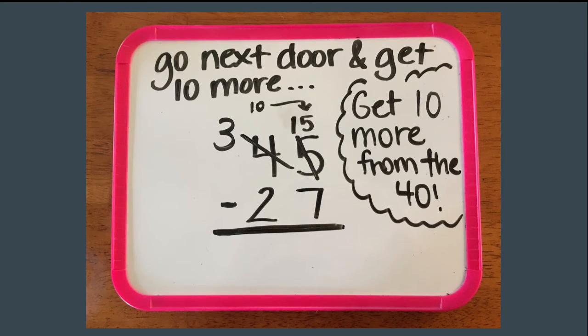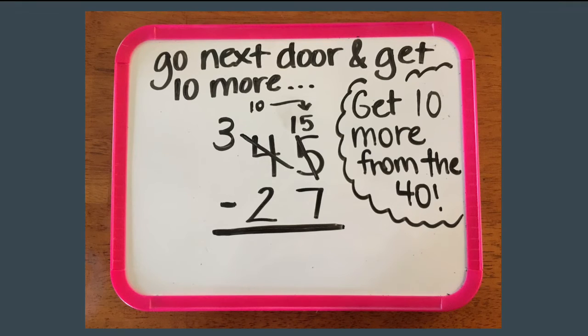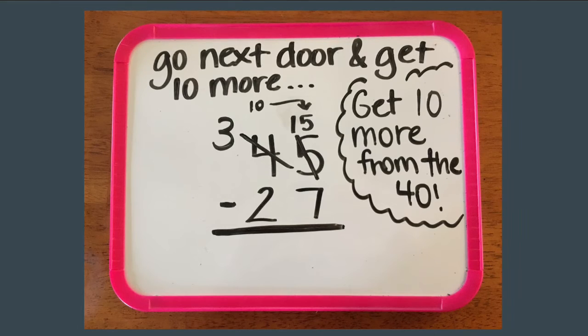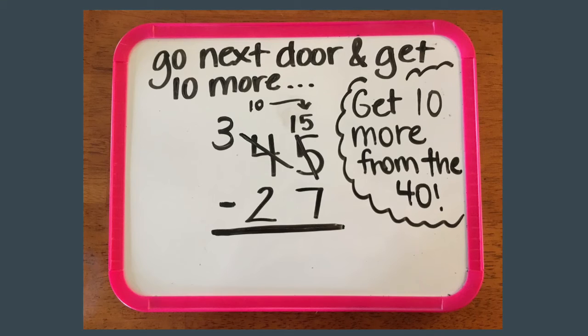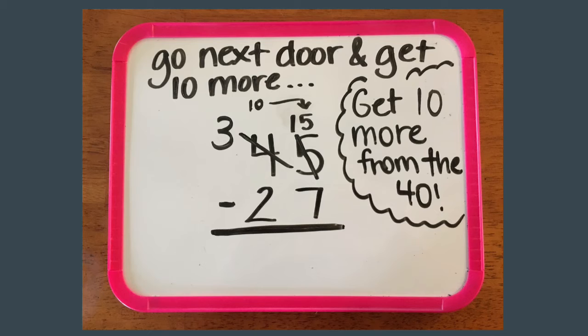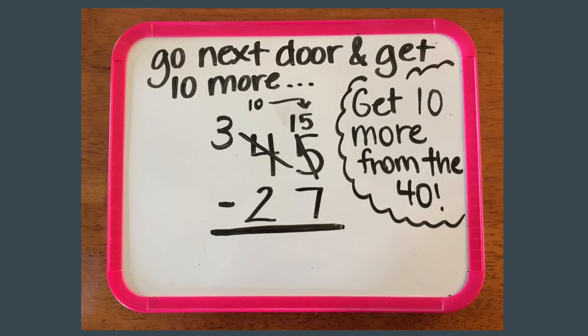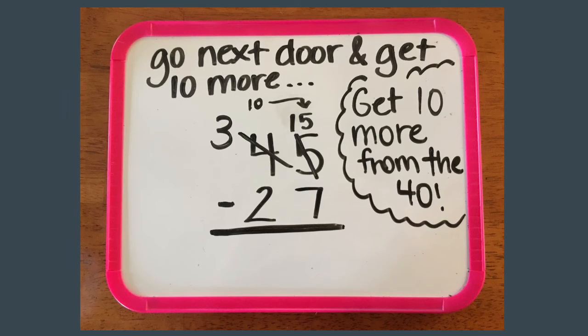Okay, so I need to get 10 more from next door. But how do I do that? Easy. I just know that because a 4 is in the tens place column, that is actually 4 groups of 10, or 40. So in order to take one group of 10 away, I just take away one group of 10 from 4, which makes that a 3. So now there are 3 groups of 10 in the tens place.